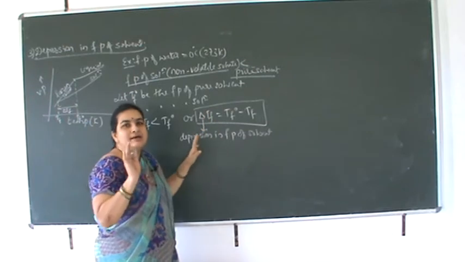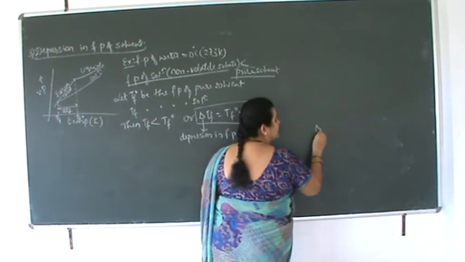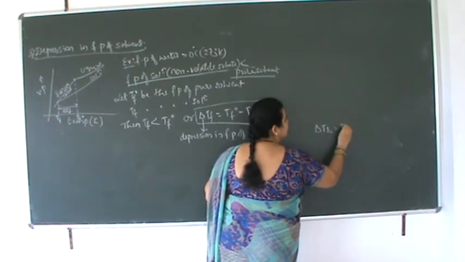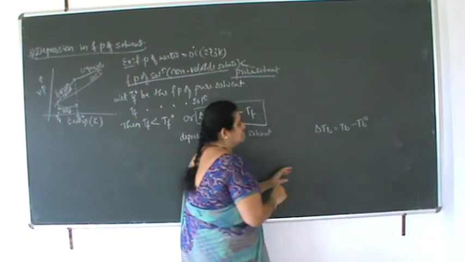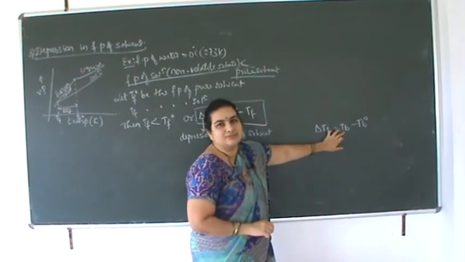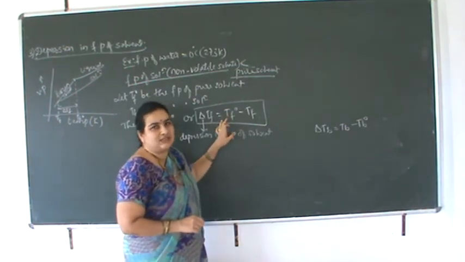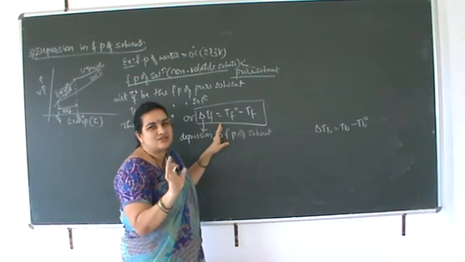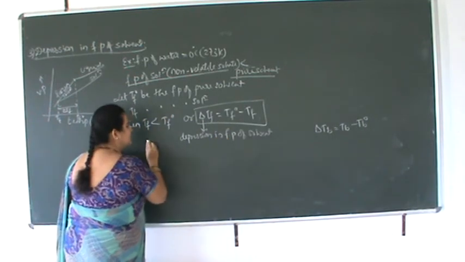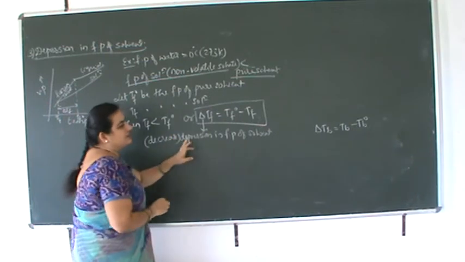So remember, in the elevation of boiling point we gave a similar relation, but the relation was delta TB is equal to TB minus TB naught. So here TB comes first, and in the freezing point TF naught comes first. Remember the difference between the elevation and the depression in the freezing point. This is also called decrease or depression in the freezing point.